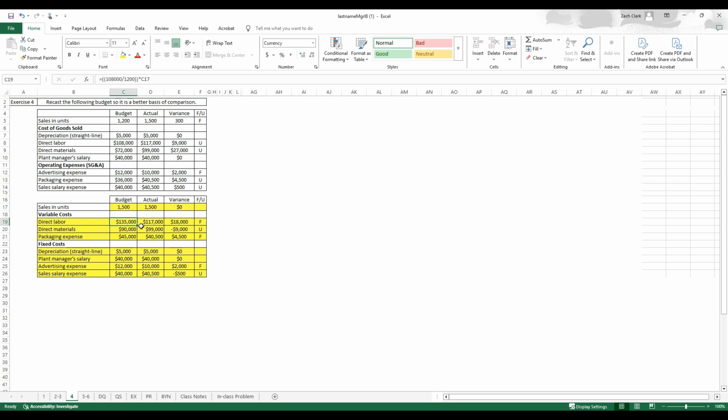Because what we're saying is the actual was this amount. If we were up to 1,500 based on our budget figures originally, we would have been at 135,000. So since we're coming in under budget, that's favorable. That's good. That's what we like to see. So that all makes sense. And then alternatively, if our materials costs are over what the budgeted amount would have been, that's an unfavorable variance.